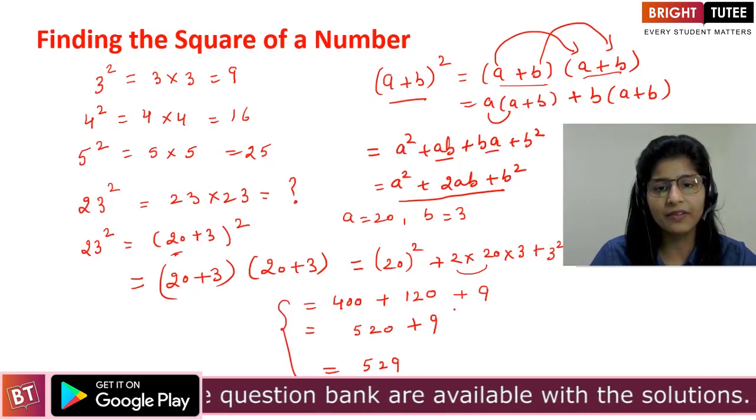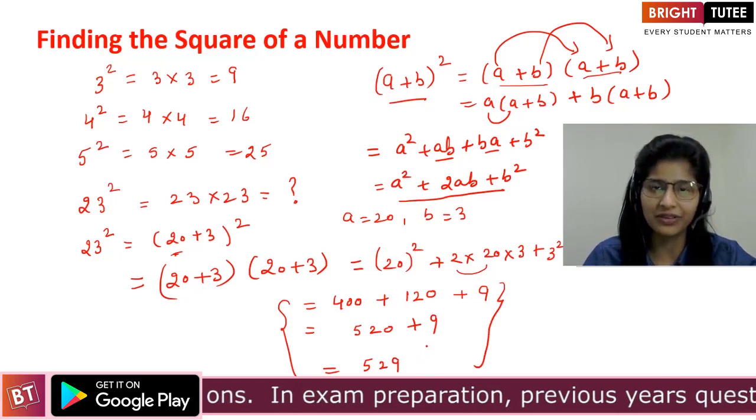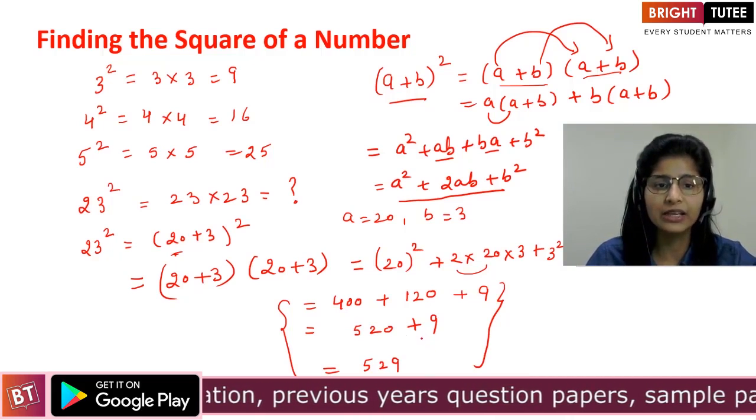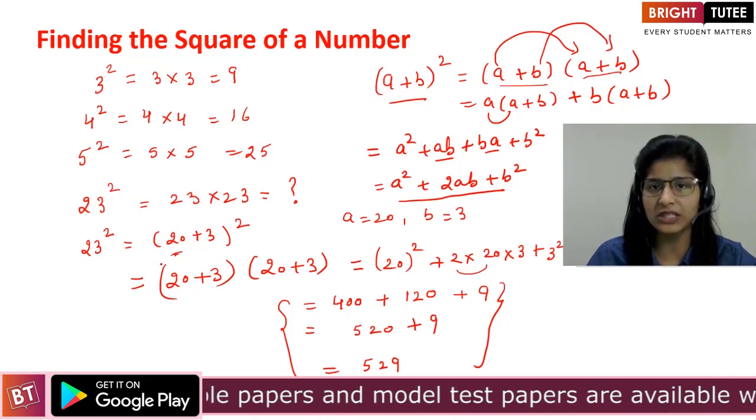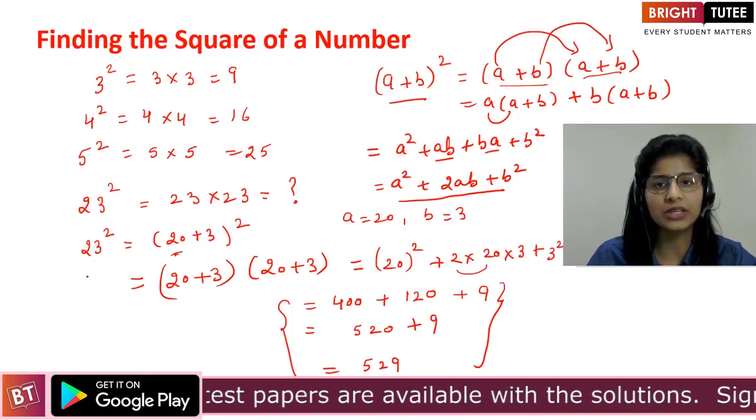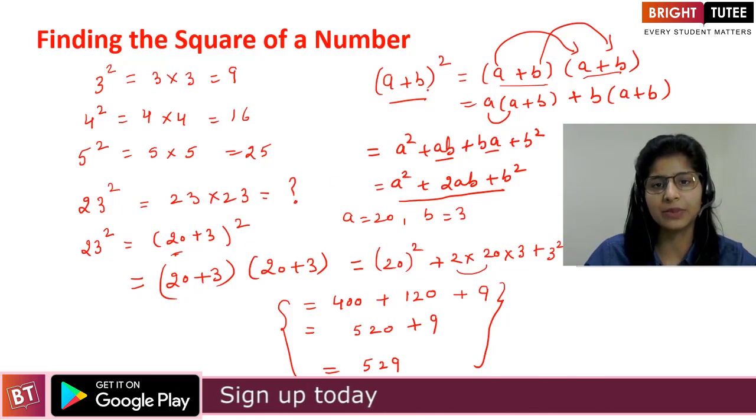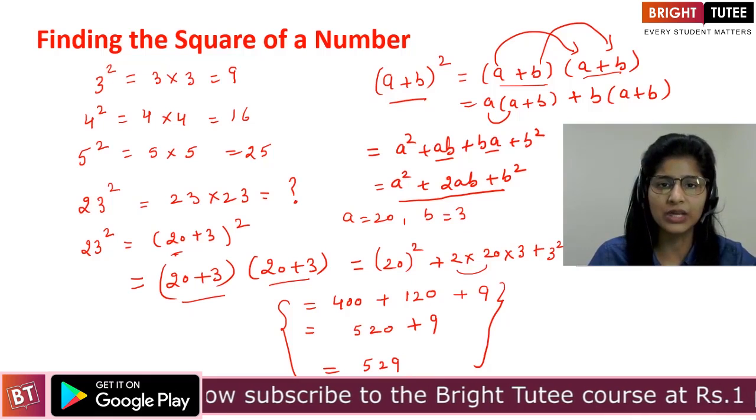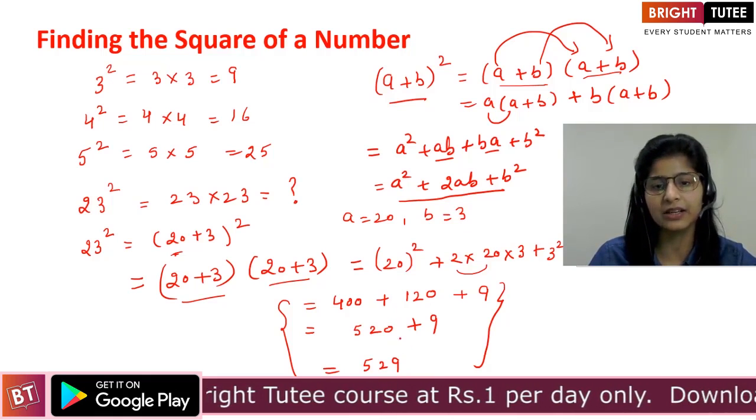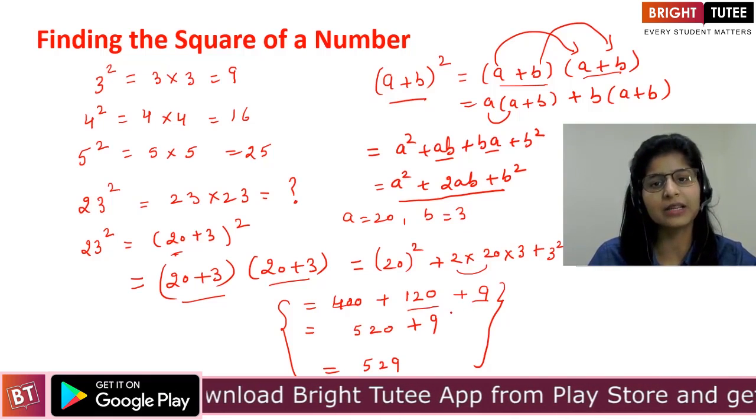So yes, the number of steps has increased, but the calculation and solving time is definitely minimized. What we have done is calculated the square of 23 not by multiplying 23 with 23, but by writing 23 as 20 plus 3 whole square, and then applying the identity a plus b whole square, that gives us a square plus b square plus 2ab. We used it here and we have got the answer as 529. Yes, the steps are increased, but these are really easy to solve and take very little time. Okay, let's practice some more examples.